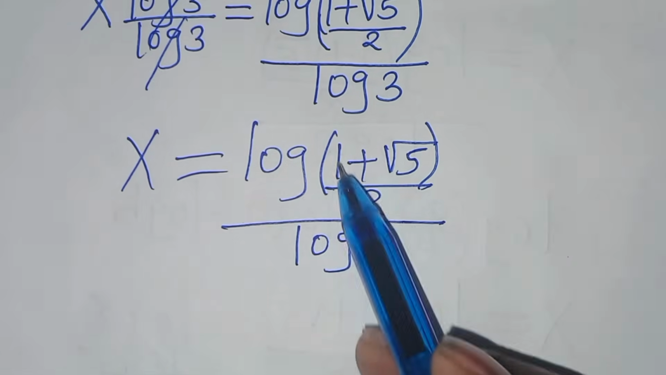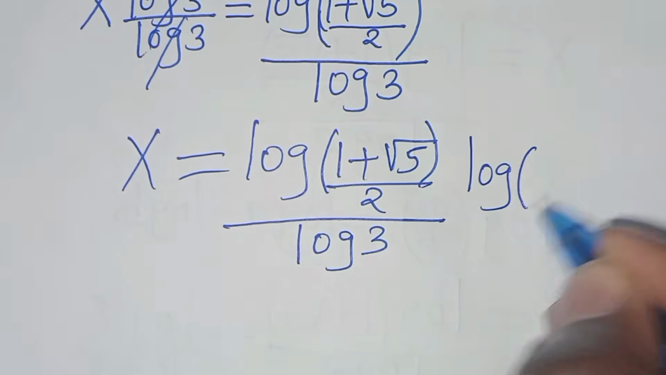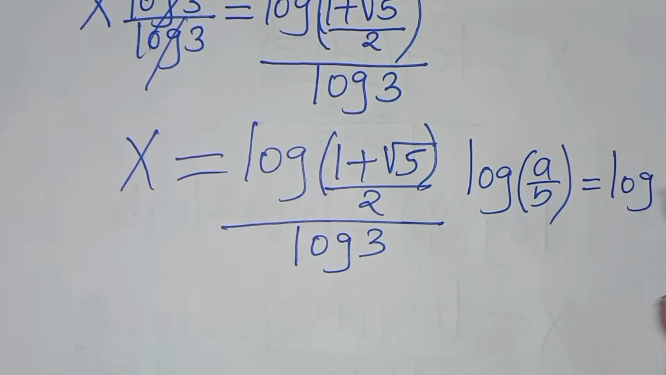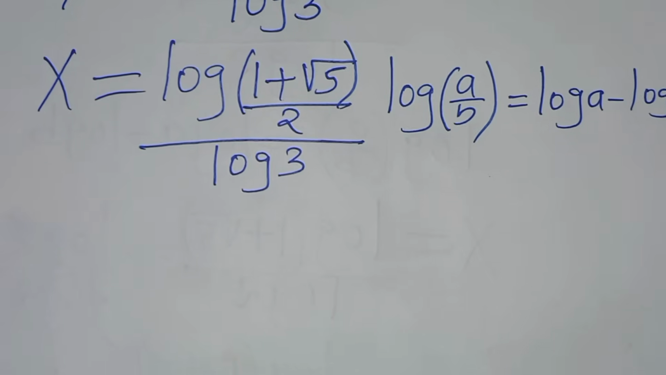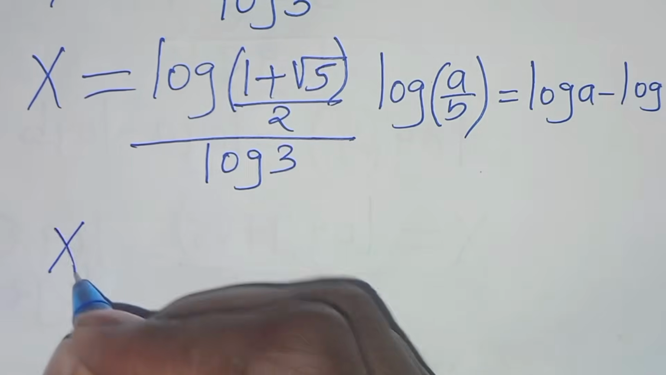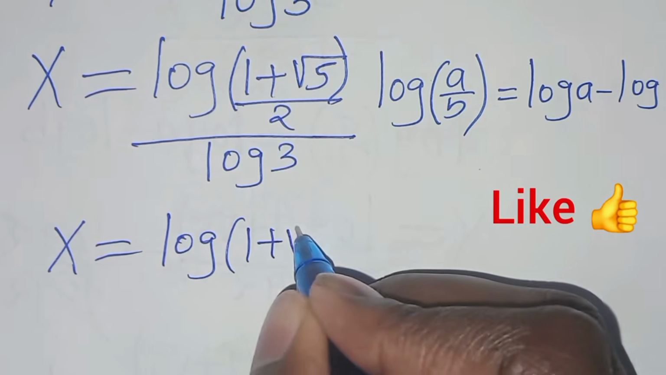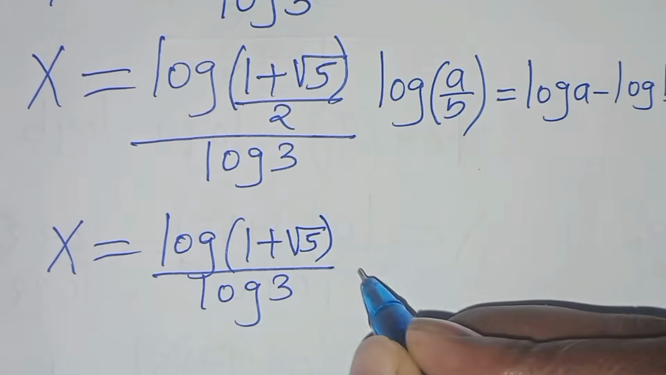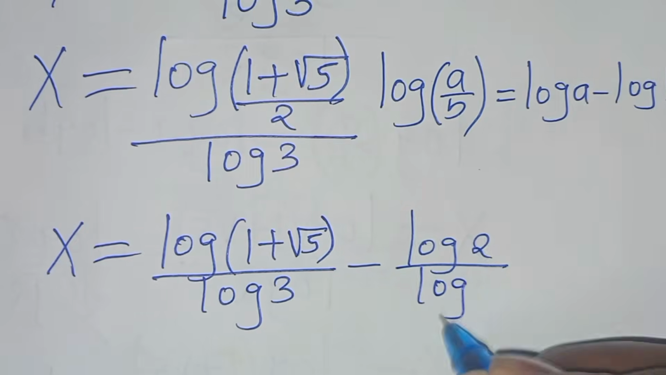You find that log of (1 plus square root of 5) over 2 is in the form of log a over b, which we can express as log a subtract log b. Applying this logarithm property, this implies that now we have x equal to log of (1 plus square root of 5) divided by log 3, subtract log 2 divided by log 3.